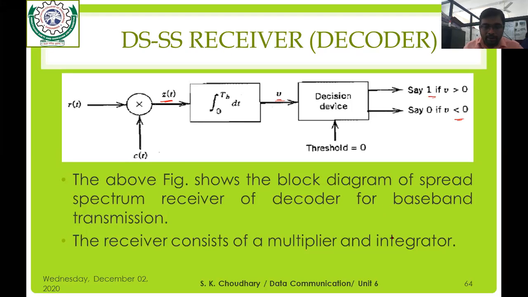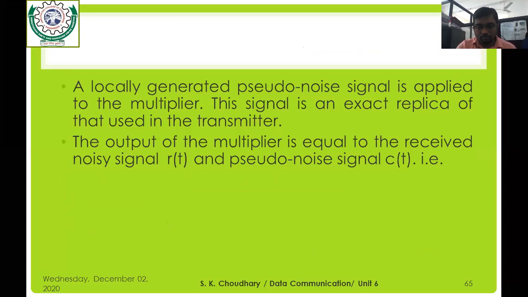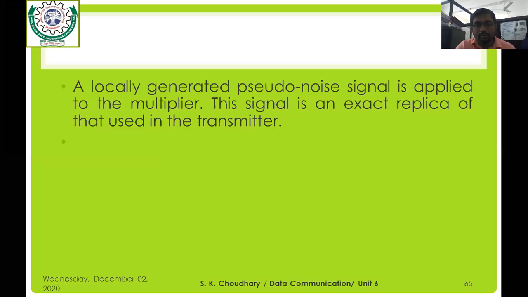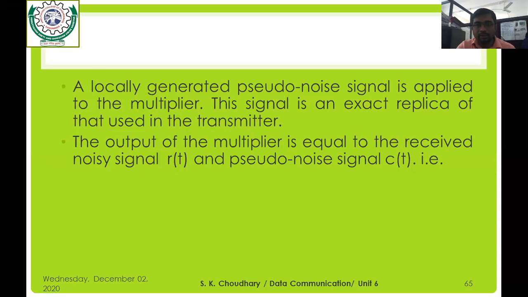But through this whole structure you have to remember that this is a baseband transmission. There is no passband. It's a baseband transmission. So mathematically you can also represent this whole structure of the receiver, where we use the locally generated PN sequence, that is exactly the same replica of the PN sequence used on the transmitter side.